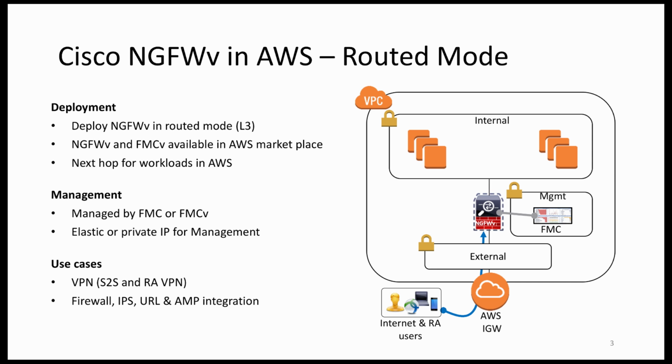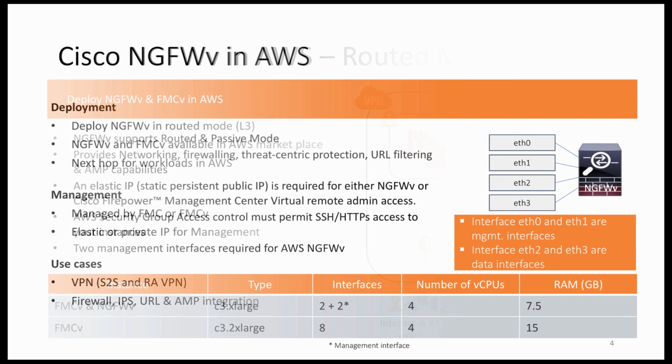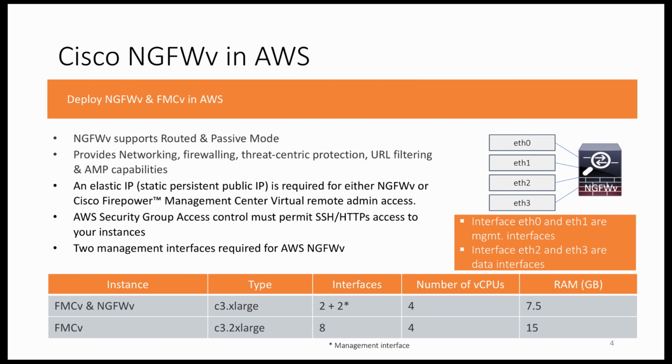If you have internet connectivity on your FMC and you want to manage it using public IP address, you can use that. And there's another version if you have direct connect going towards your data center, you can use private IP address as well. On the use case side, we have VPN, site-to-site VPN, RA VPN, firewall functionality, IPS, URL filtering, and AMP integration. In this slide, just wanted to focus on number of interfaces.